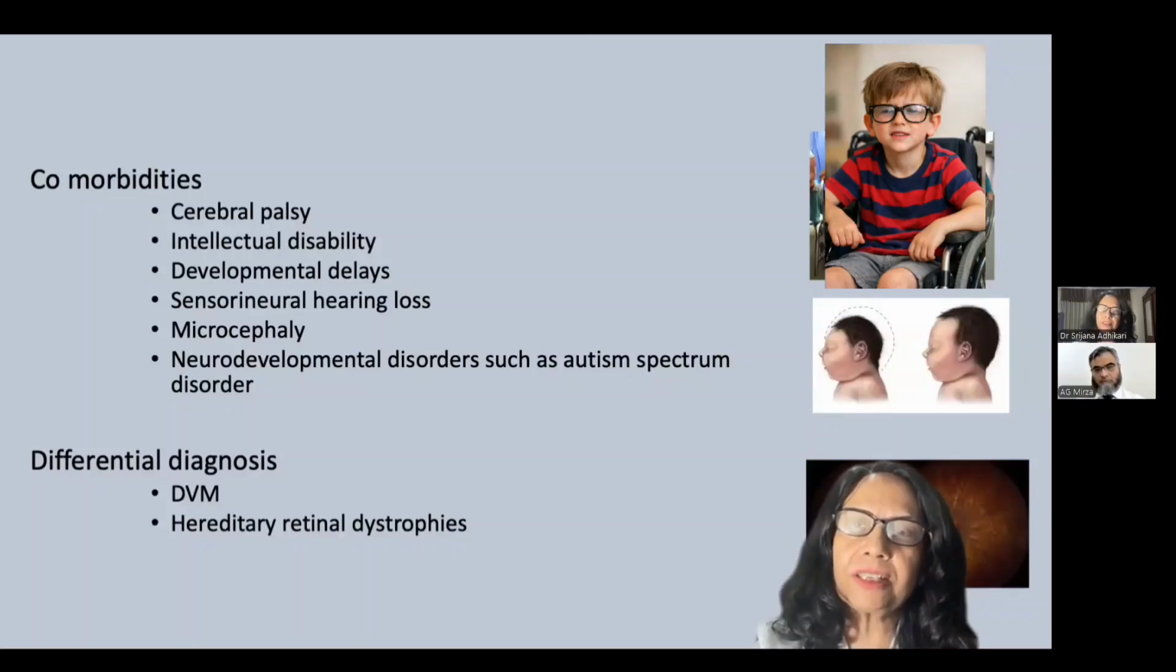The differential diagnosis, just like I said, is delayed visual maturation, and there is another entity, hereditary retinal dystrophies, in which the fundus also looks normal, but the child cannot see properly. So these are the differential diagnoses, but of course the causes of CVI are very distinct and different, and we can easily rule them out by some examinations.